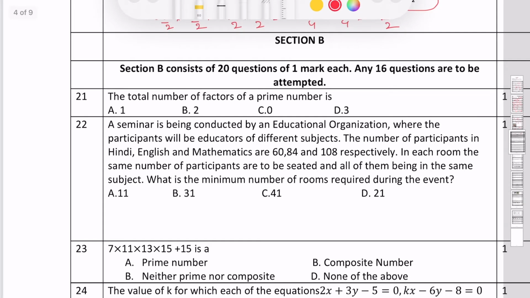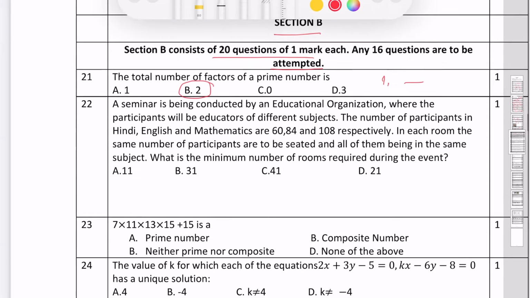We know prime factors. Now section B, and we have to attempt any 16 questions. So what are the factors? There are two factors, one and the number itself.